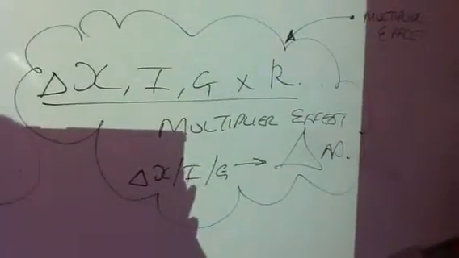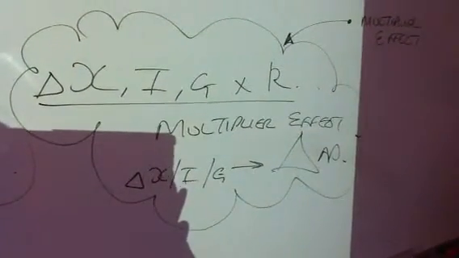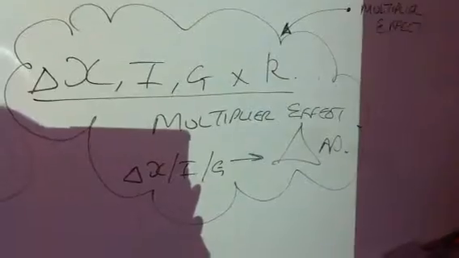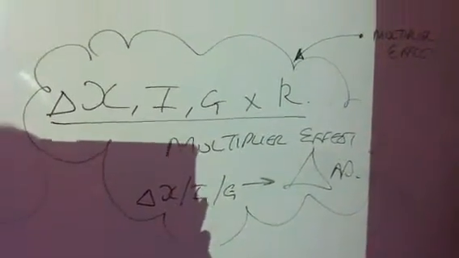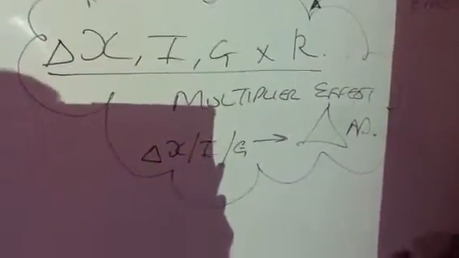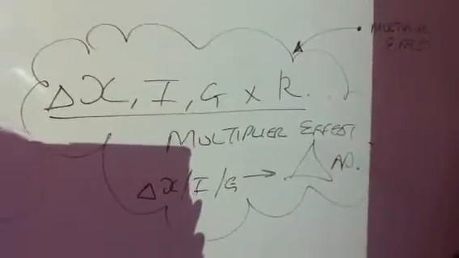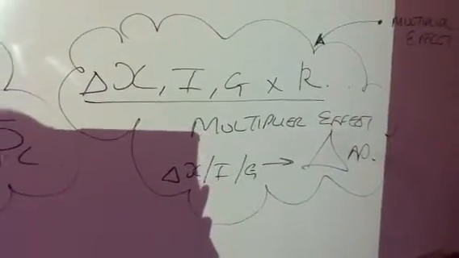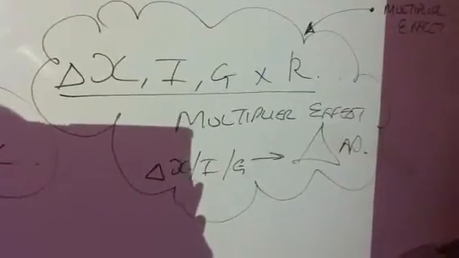That's because any new production will lead to income for households. They'll spend some, they'll save some, and that new spending leads to further production, which again is spent and saved, and further spent and saved, and further spent and saved, until it's all gone. But it means that any change in X, I or G leads to a bigger change in aggregate demand.